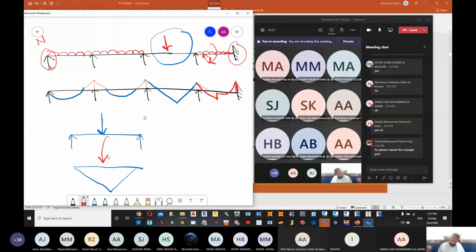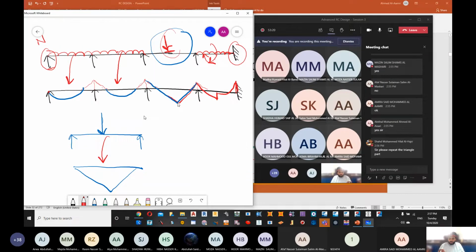Okay. Now, if you see here, we have only a point load. For a UDL, it turns to be a parabolic. For a point load, it's always going to be a point load. So instead of having a parabolic profile, we are having a triangle profile.